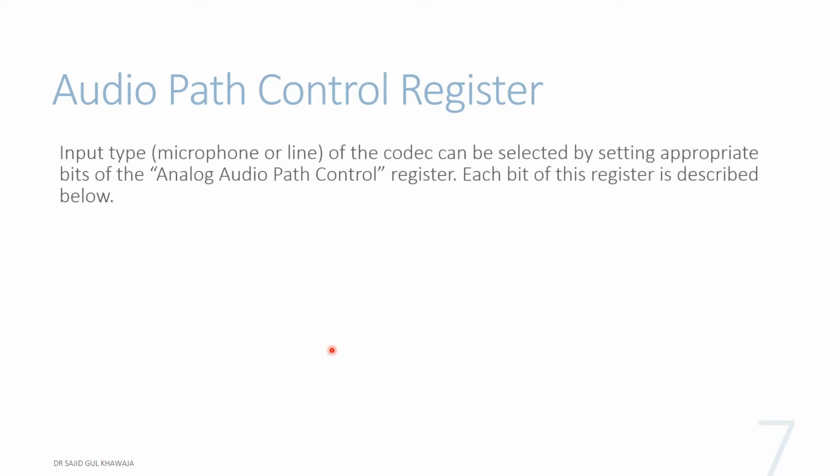This register essentially deals with the choice between the input lines available to us. That means that we might be selecting microphone as an input line, or we might be selecting line in as an input line. A microphone, of course, will be dealing with audio signals, whereas line in can get data from anywhere. It can get data from an analog sensor. It can get data from a function generator, where we have generated our custom sinusoidal or custom signal that we require for processing.